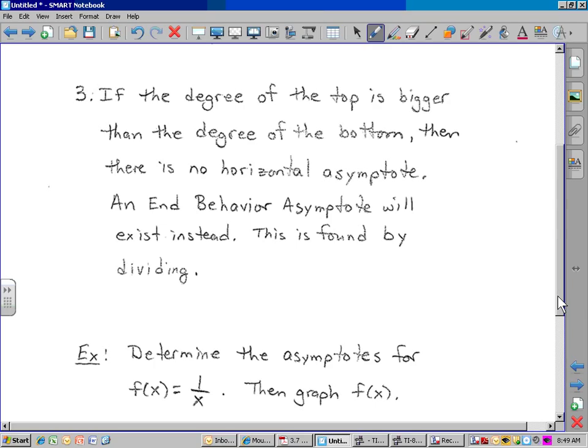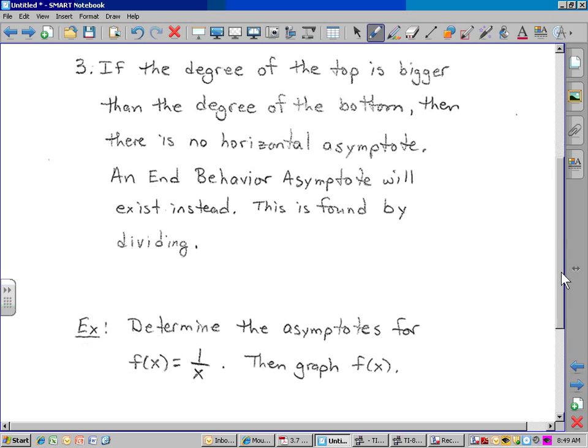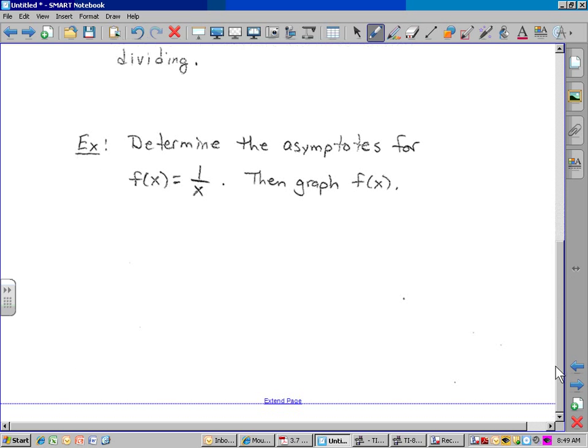Let's start out simple. You got through all that, the big vocabulary, lots of writing. Let's put it to use here. Determine the asymptotes for this very simple function, f of x equals 1 over x. Then graph f of x. Okay, this is a graph that really should be imprinted into your head. This is one you should have memorized, 1 over x. If you don't, we're going to see it real fast.